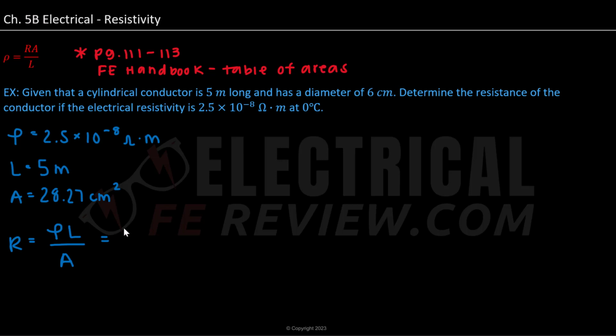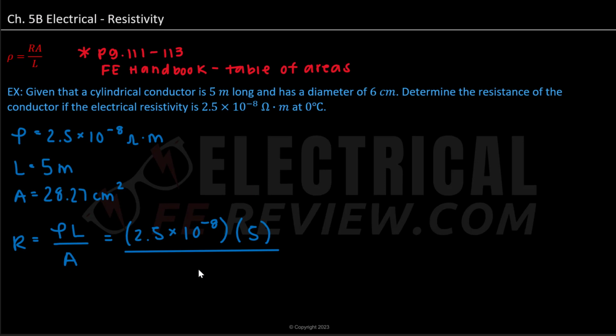So our electrical resistivity is 2.5 times 10 to the negative 8th power. We can times that by our length, which is 5 meters. And we can divide this by our area. But before we do so, one thing to note is that because our length is given in meters, we need to convert our area into meters squared as well. So if we do this conversion, our area is equal to 0.0028 meters squared.